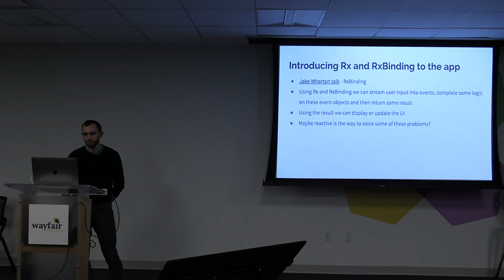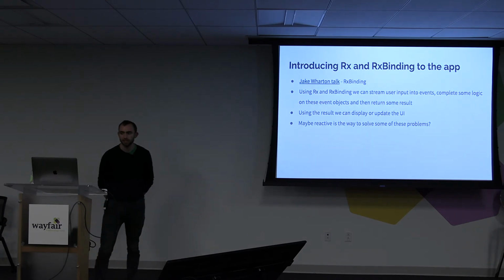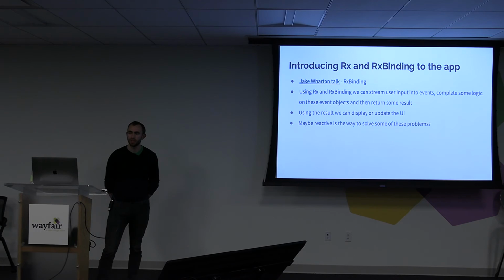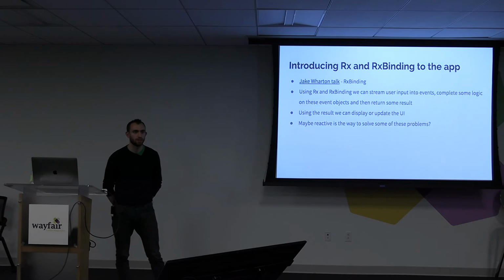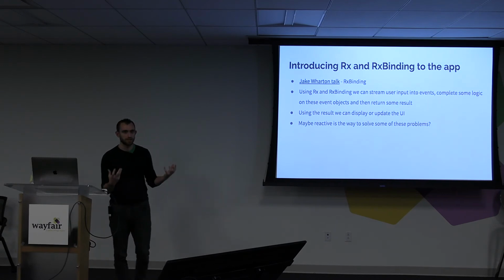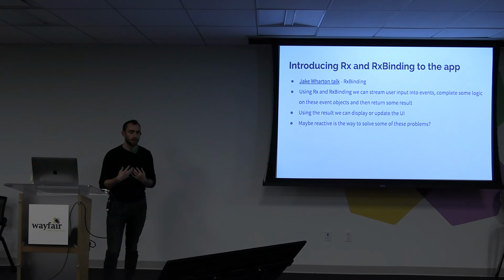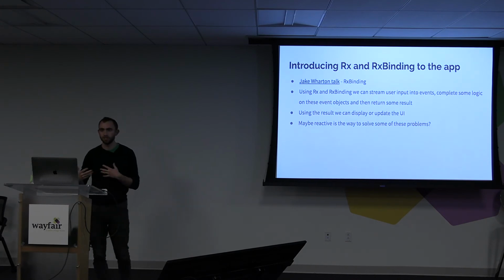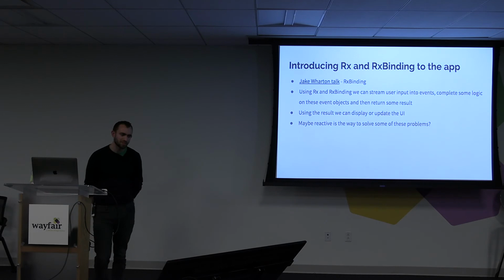So I started doing some research, started reading around, and I came across this talk by Jake Wharton, who was introducing RxBinding. RxBinding is a library based on RxJava that essentially streamlines user events into observables. So maybe what we can do is stream user events into an observable, convert that into a user event object, do some business logic on that object because now we have it in our own terms, and then return that result. And the UI will know what to do with the result. So maybe this is the way that we can solve it.